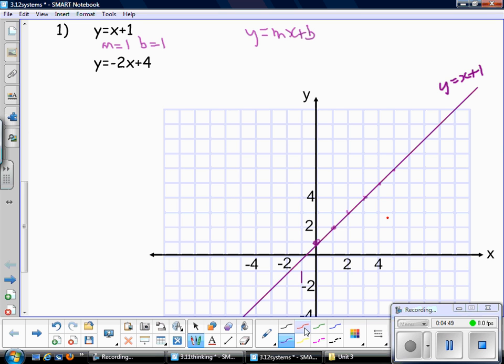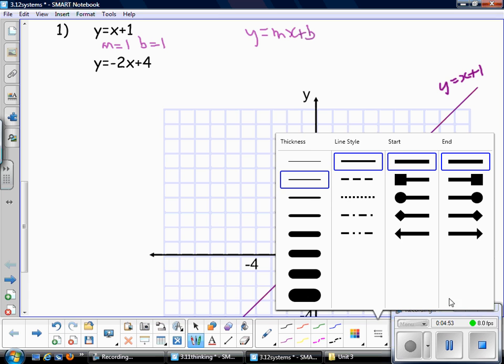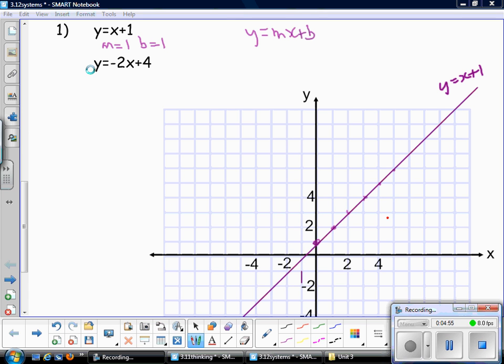Now I'm going to switch colors. This time I'll use green because I think it'll contrast with the one that I have. In this case, my slope is -2 and my y-intercept is 4. So that's the first thing I'm going to do, and I'm going to put my y-intercept at 4.